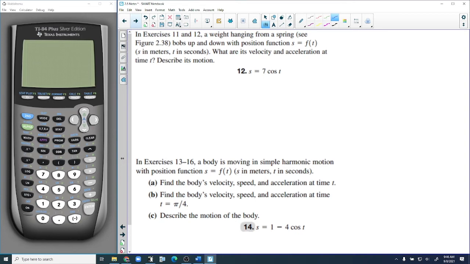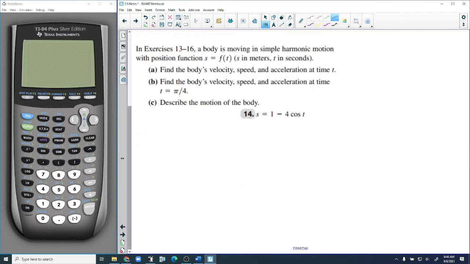This one is exactly the same. Actually, let's skip down to number 14. Letter A. Find the body's velocity, speed, and acceleration at time t. So velocity is 4 sine of t. Acceleration is 4 cosine of t.